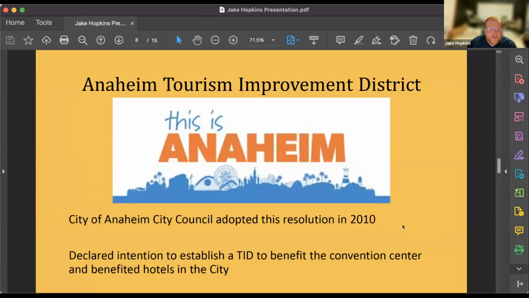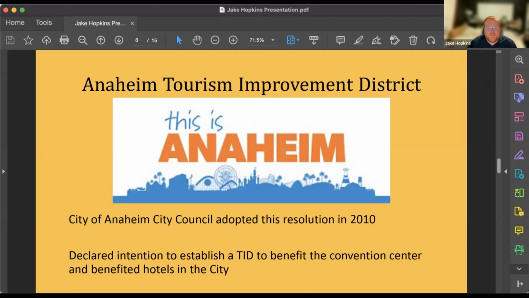Okay, so another one, and I think Owen mentioned this one in the comment box, which is tourism. We learned about this in one of our earlier classes, I can't remember exactly which one: tourism improvement districts, TIDs. Anaheim does have a tourism improvement district, which was adopted by the Anaheim City Council in a resolution in 2010. I thought it was really interesting, so I'm going to read some of the things the resolution talks about.